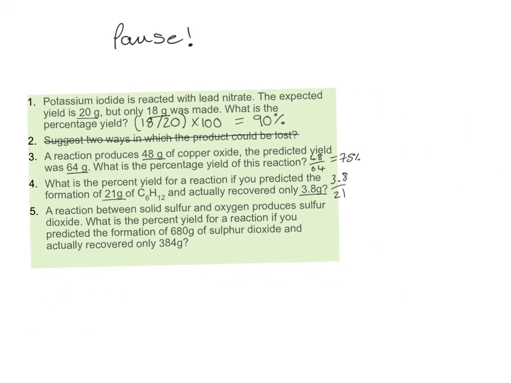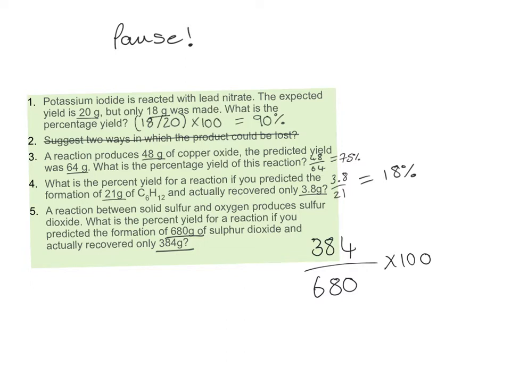Gives us 18%. So that's a really low percentage yield. The reaction between sulfur and oxygen produces sulfur dioxide. You should make that, but you only make that. So we do 384 over, and then times it by 100. Okay, so this is just working out percentage. It's a nice, easy question that could come up.